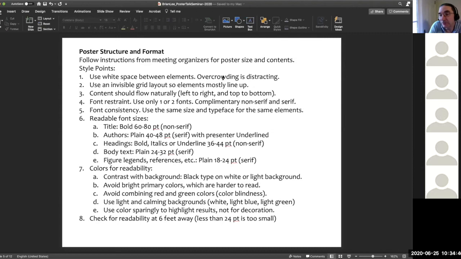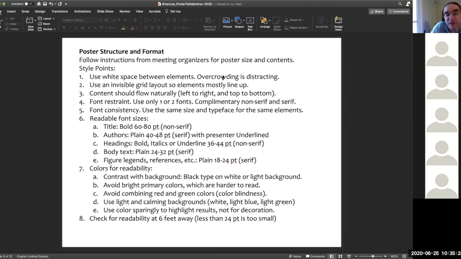Kind of along the same lines, it's a good idea to lay out your poster using an invisible grid layout. This makes it easier visually to go from one element to the next. So it helps with the content flow of the poster, which is the next point. In general, if you lay out your poster in columns, you want people to go from left to right, as we usually read. And in each of the columns, you go from the top to the bottom. So if you have a grid layout, it makes it easier for people to follow that directionality in the poster.